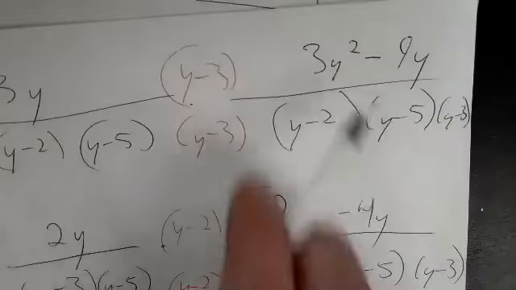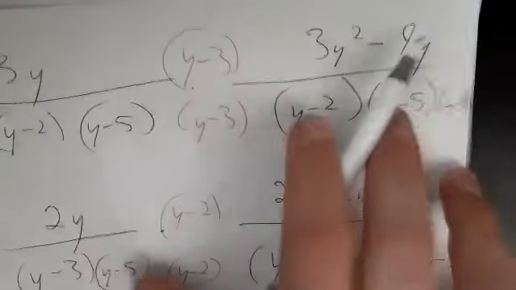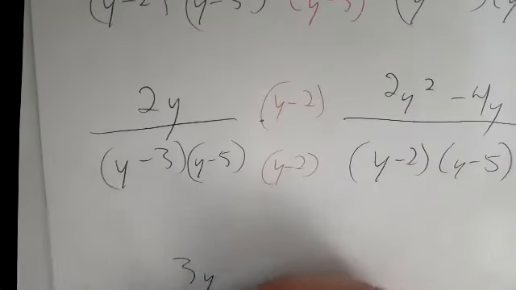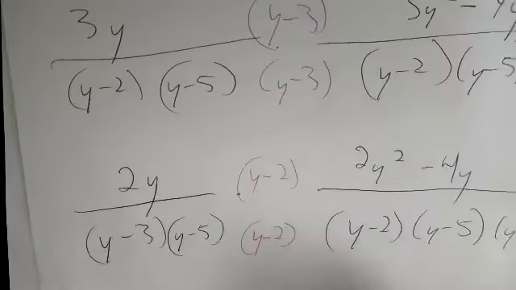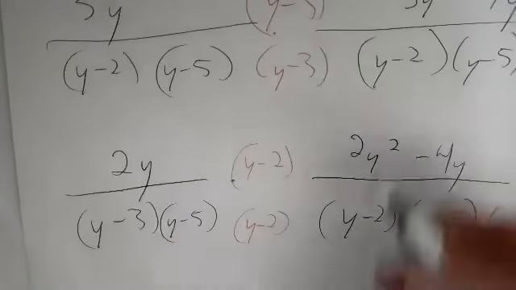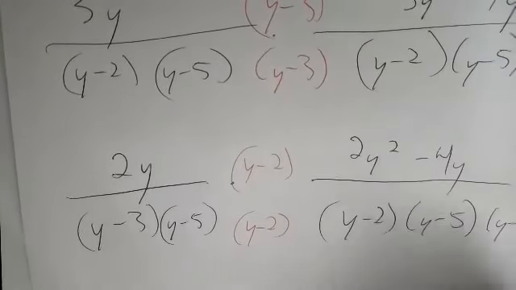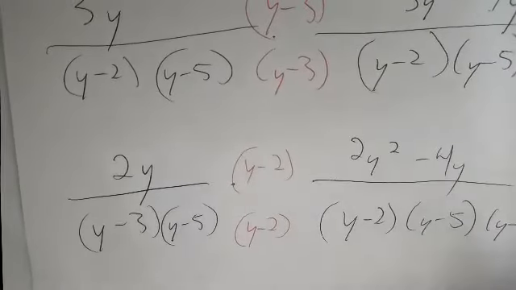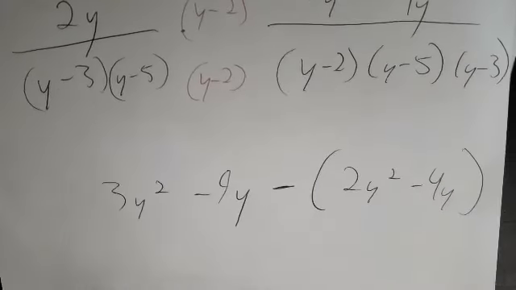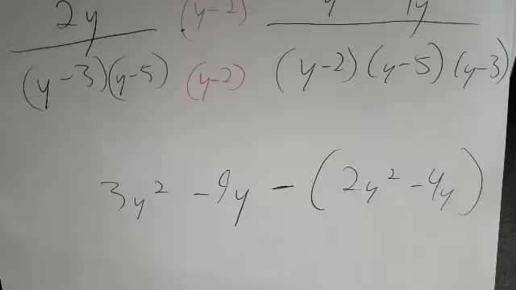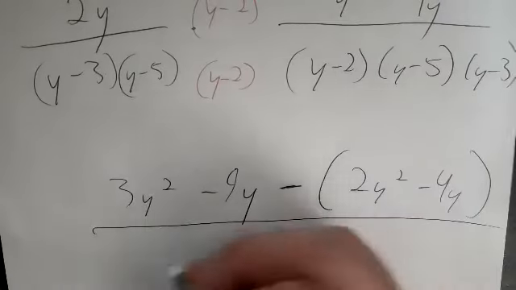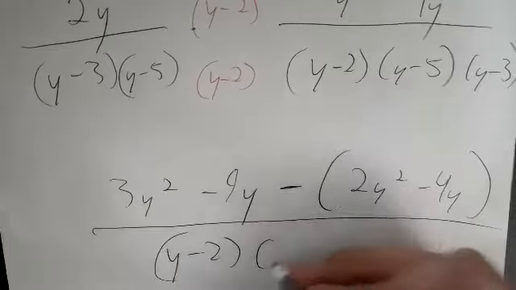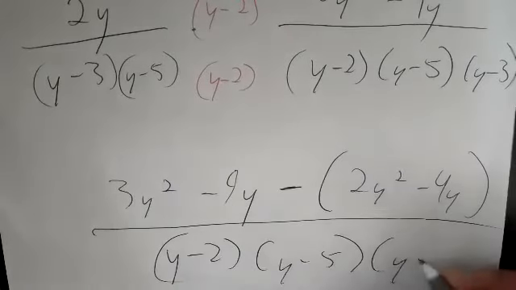And now I'm looking at this thing over this thing minus this thing. And I got a 3y squared minus 9y. I'm going to go ahead and just combine it over the common denominator, minus 2y squared minus 4y. And again, I do have to do some distribution with that second one, so I'm going to put it in parentheses, all over that crazy common denominator that I found.